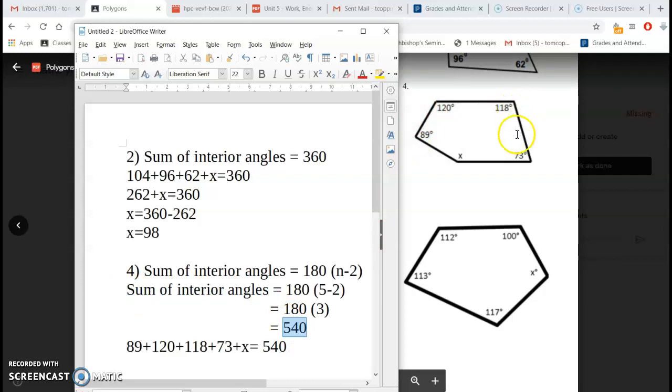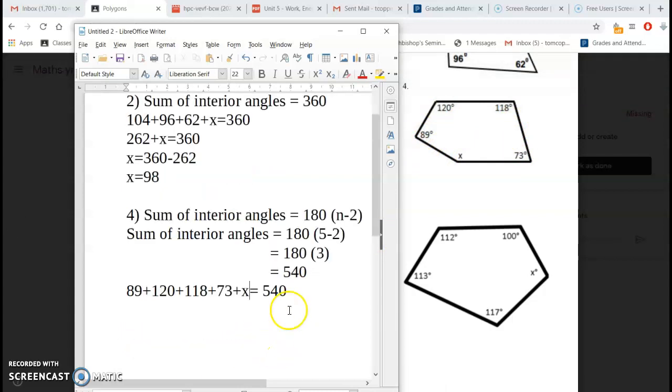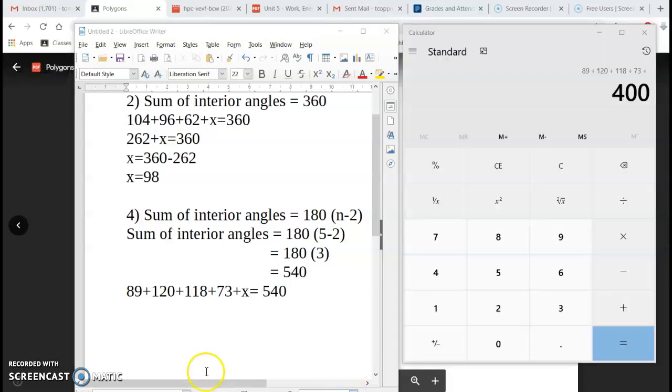So these 5 numbers add up to 540, but we don't know x. So we added these together, plus x is equal to 540. Now, what are these 4 numbers added together? I want you to take out the calculator and work it out. So I added the numbers together and they add up to 400. So 400 plus x, because we don't know x yet, is equal to 540.